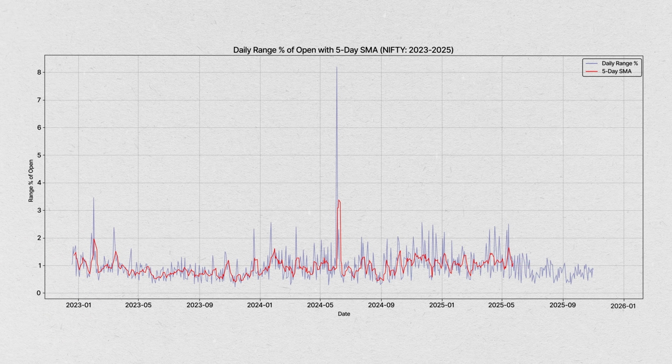Look at this chart. The purple line represents the daily range as a percentage of the opening price. And the red line is its 5-day simple moving average. Notice how the range spikes, moves away from the average and then inevitably collapses back towards it. This is mean reversion in action.